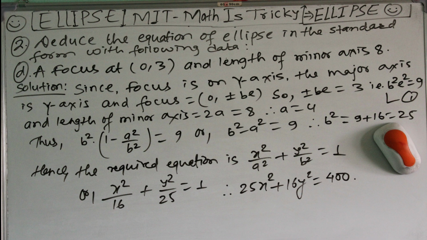So let's put the value of e square as 1 minus a square by b square in equation 1, that is b square e square equals 9, and put the value of a square as 16, so that we'll get here b square equals 25, and hence the equation of the required ellipse is, in this case, x square by a square plus y square by b square equals 1, that is x square by 16 plus y square by 25 equals 1, which gives 25x square plus 16y square equals 400.